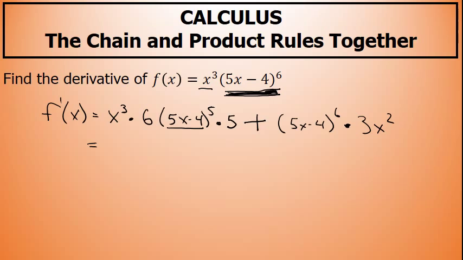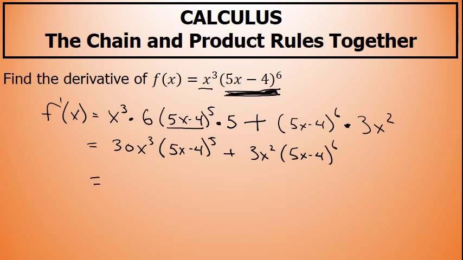In the first term, we have 6 times 5, which is 30, x to the third, times the quantity of 5x minus 4 to the fifth. And the second term is 3x squared times (5x minus 4) to the sixth. There's some common factors between these two terms. Between 30 and 3, there's a common factor of 3, and between x to the third and x to the second, there's a common factor of x to the second. Because when the same factor is included in both terms, the lower power is factored out to the front.